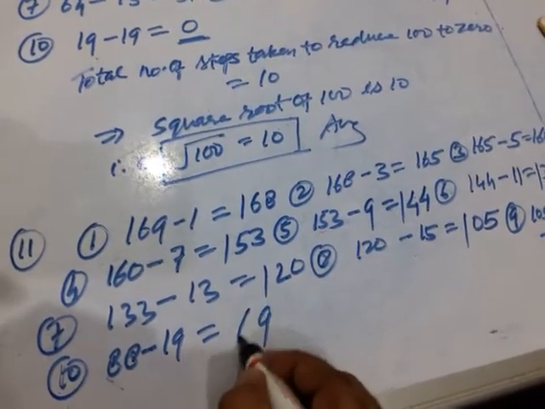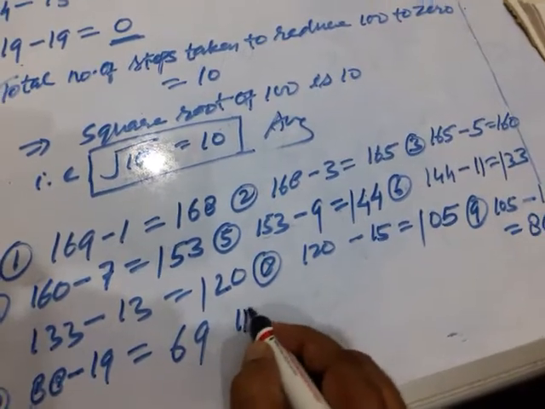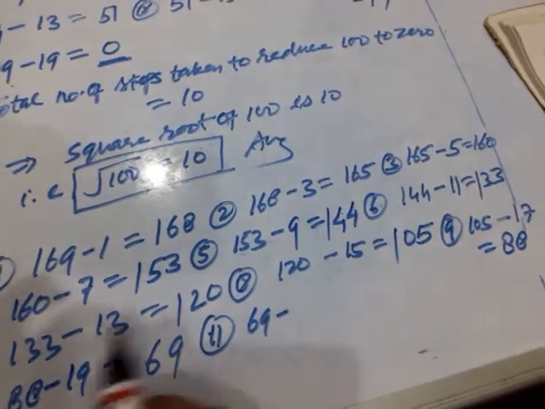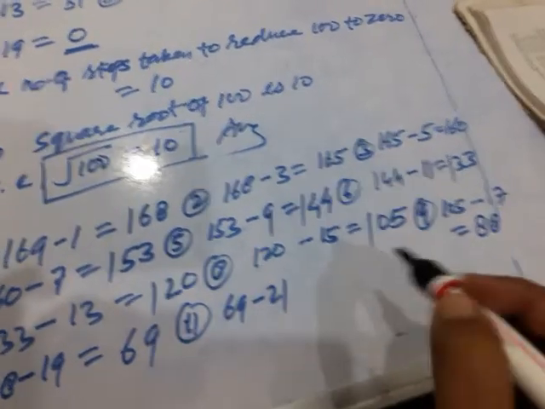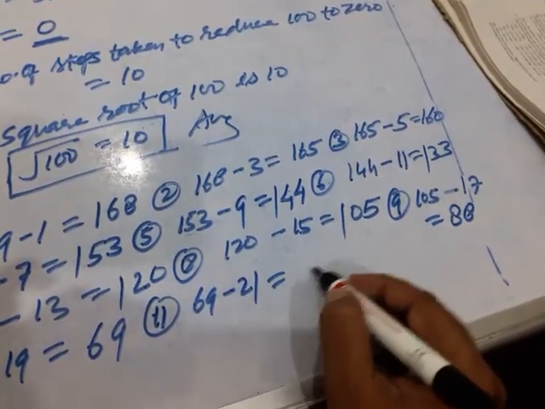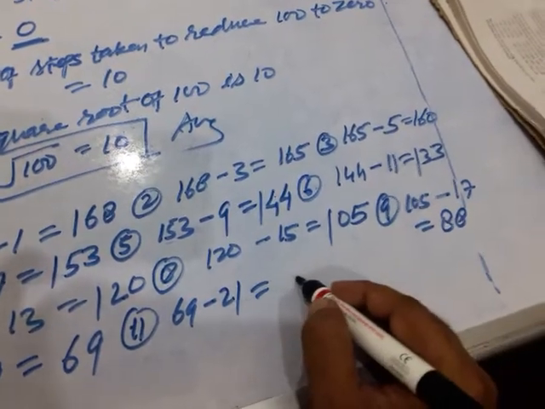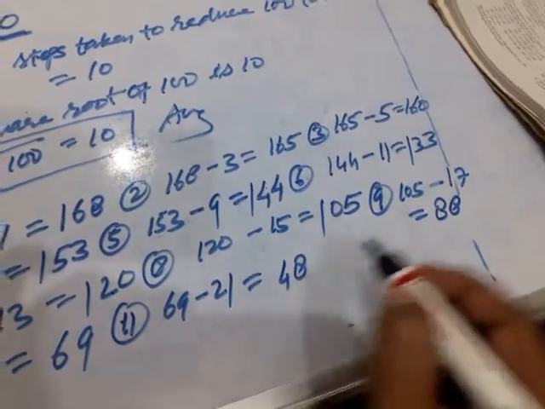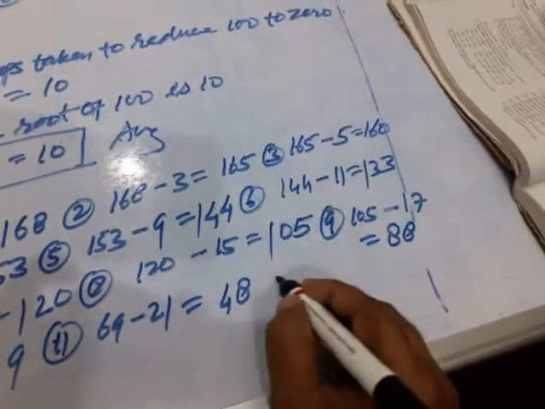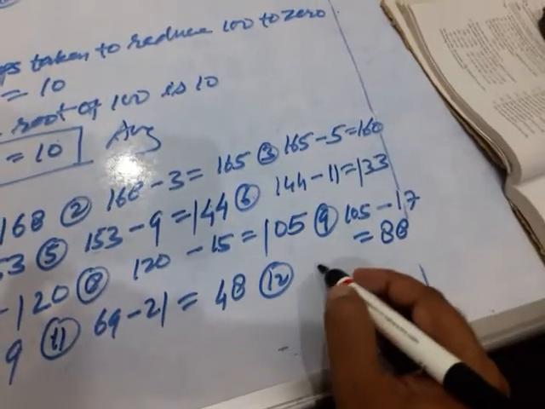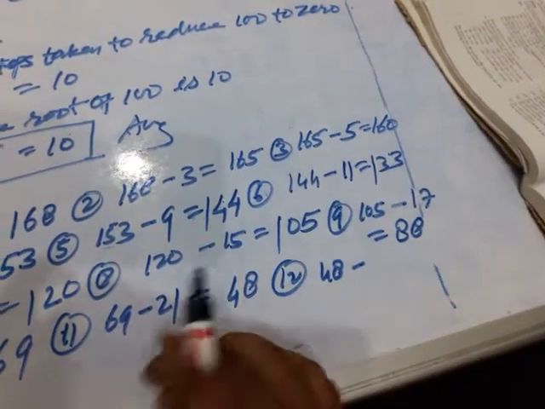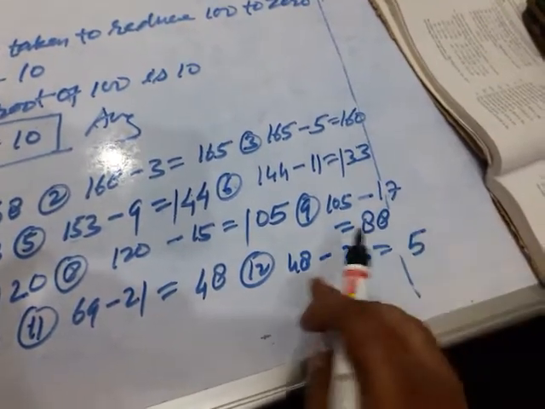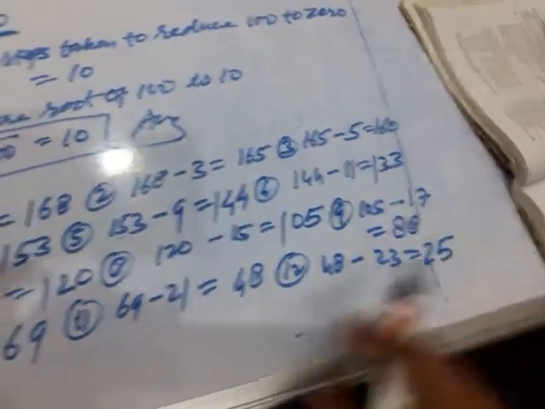Okay children, now the 11th step is 69 minus, after 19, 21, which equals 48. The next step, the 12th step, is 48 minus the next odd number, 23, which equals 25.